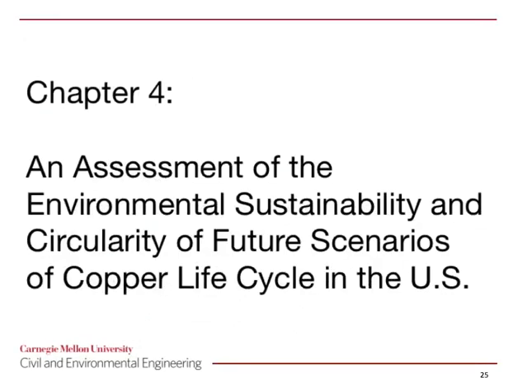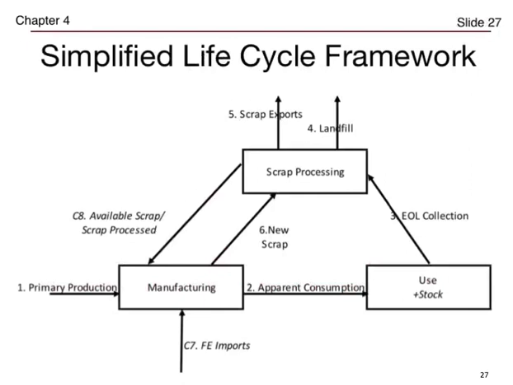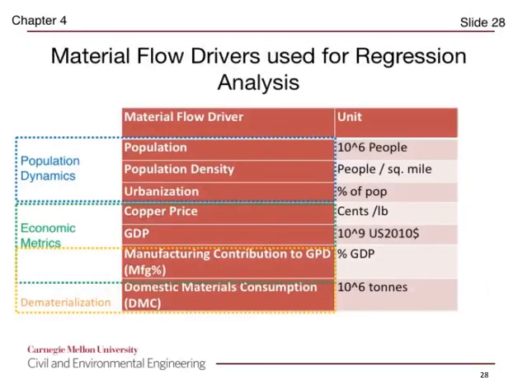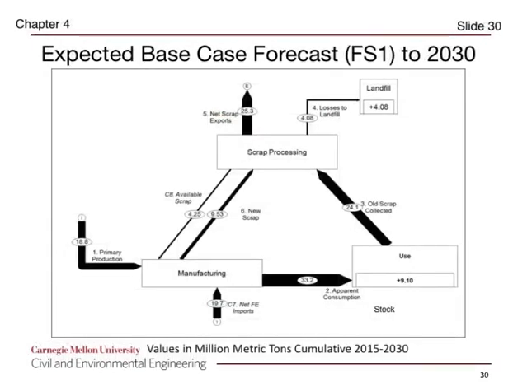Chapter 4 is an assessment of the environmental sustainability and circularity of future scenarios of copper life cycle in the U.S. Objectives. Simplified life cycle framework. Material flow drivers used for regression analysis. Expected base case forecast, FS1 to 2030.